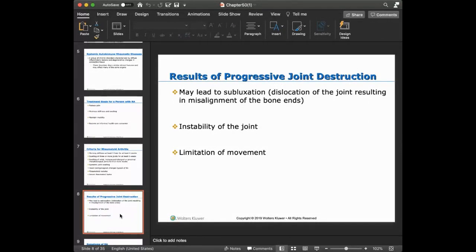When our joints begin to destruct, they become unstable. We have problems with mobility. It can also lead to dislocation and misalignment of the bones, which can lead to pain. So any of these conditions that are progressively destroying the joints, like our arthritis, it can lead to subluxation, the joint becomes unstable, and we have decrease in movement. So that can come from arthritis.